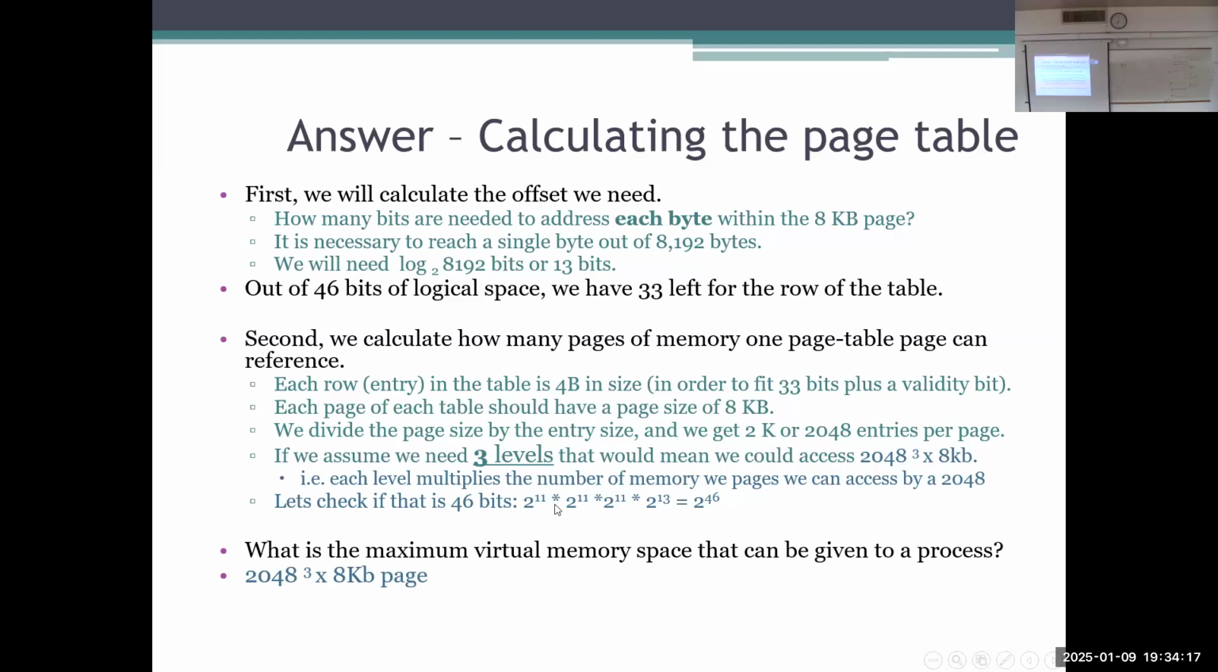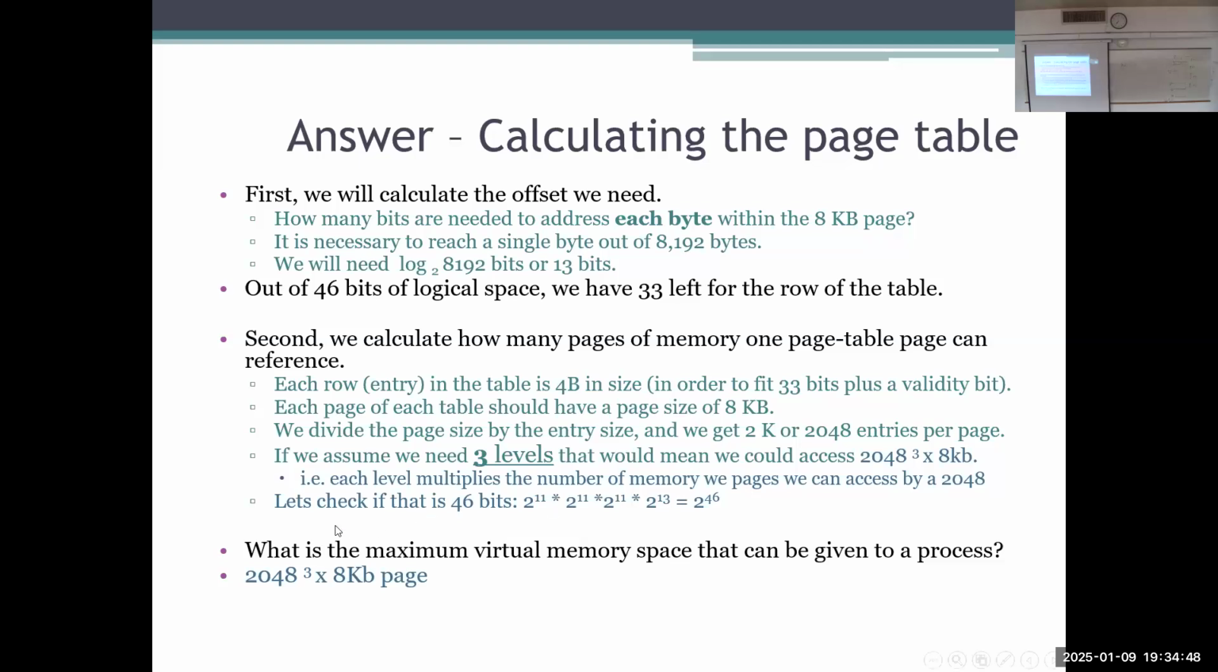How much is 2048 to the third times the offset? Well, 2048 is 2 to the 11th. So it's 2 to the 11th times 2 to the 11th times 2 to the 11th. And then the last one, why did I write 2 to the 13th? 8 kilobytes is 2 to the 13th. If you multiply this all out, you add the exponents and you get 2 to the 46. And we get it all.